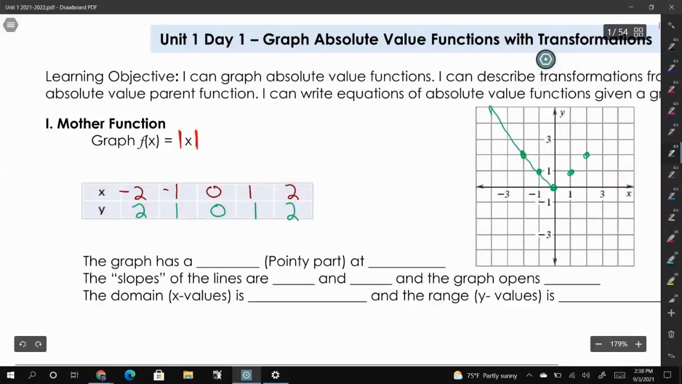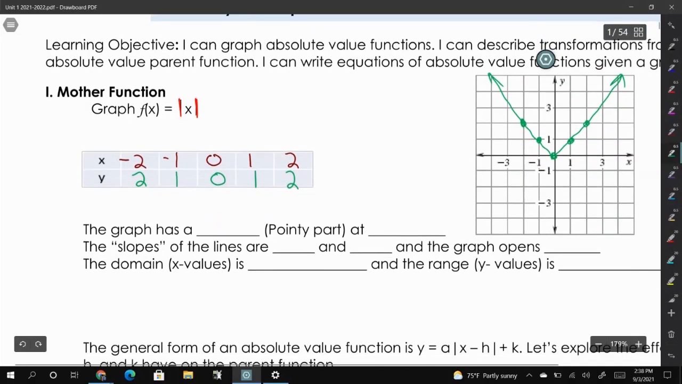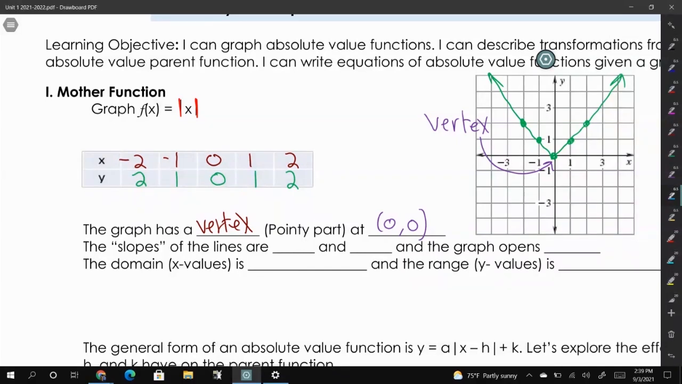The absolute value function will look like a V. And the graph has something called a vertex, and that's the pointy part. The pointy part in here is right there, so that's the vertex. The coordinates of the vertex in this mother function is (0, 0). And you notice that you have two lines that make up this absolute value function, or this V. You have this line in light blue, and you have this line in red.